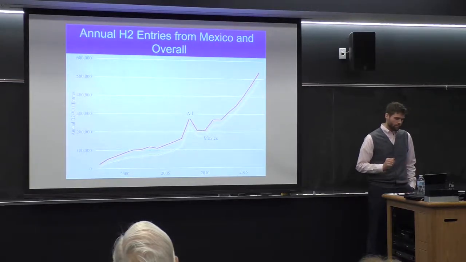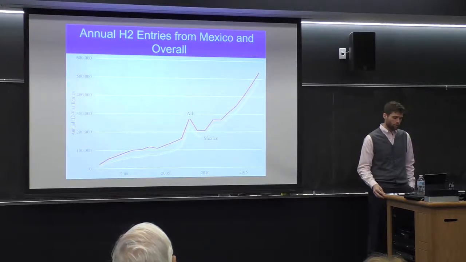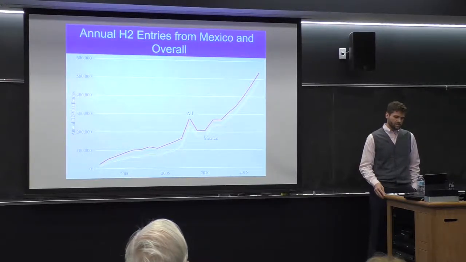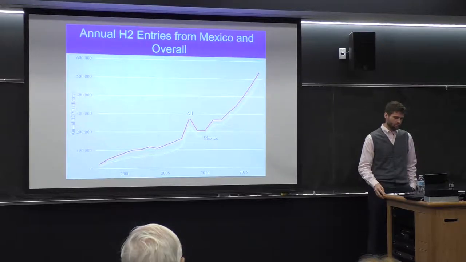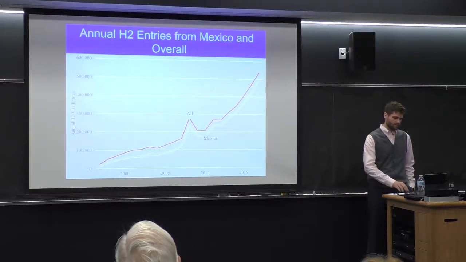And more so, if we focus specifically on H-2 workers, which account for the majority of Mexican entries on non-immigrant visas, and also reflect the two largest visas for low-skilled occupations for guest workers, it becomes clear that almost all of the growth in entry on these visas stems from rising migration from Mexico specifically, which accounted for 92% of H-2 migration in 2017.